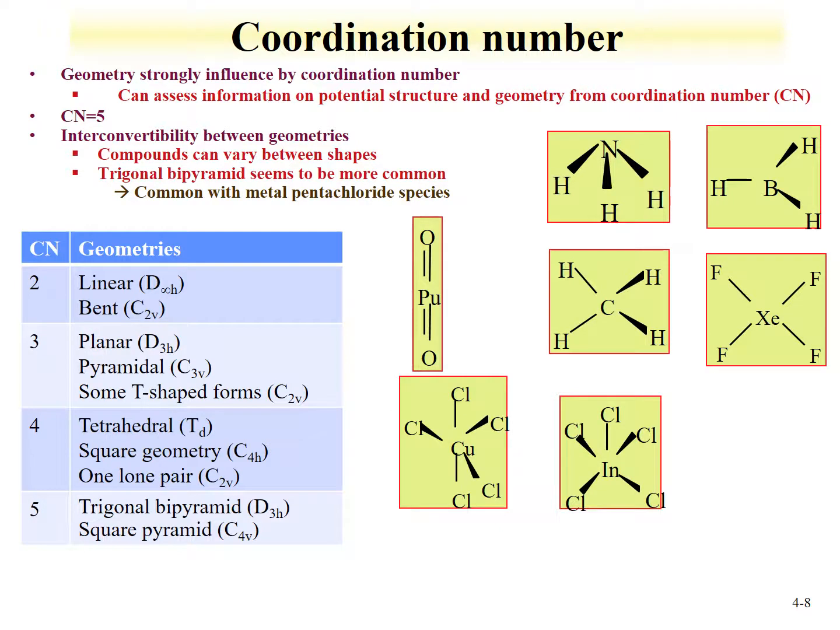For a coordination number of 5, 2 examples are shown here. We will have trigonal bipyramid, where these chlorines here form the trigonal plane, and these chlorines are above and below the plane, forming the bipyramid. Then a square pyramid, where these chlorines form a square, and one chlorine sits above, forming the rest of the pyramid.